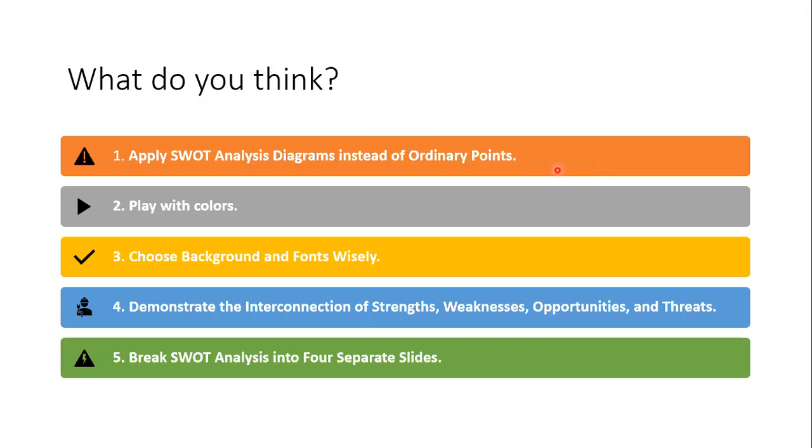Play with colors. You can use a different color for each letter: one for the letter S, W, O, and T. So you know that you are focused on one specific color and you are not going to be visually distracted. Number 3, choose background and fonts wisely.